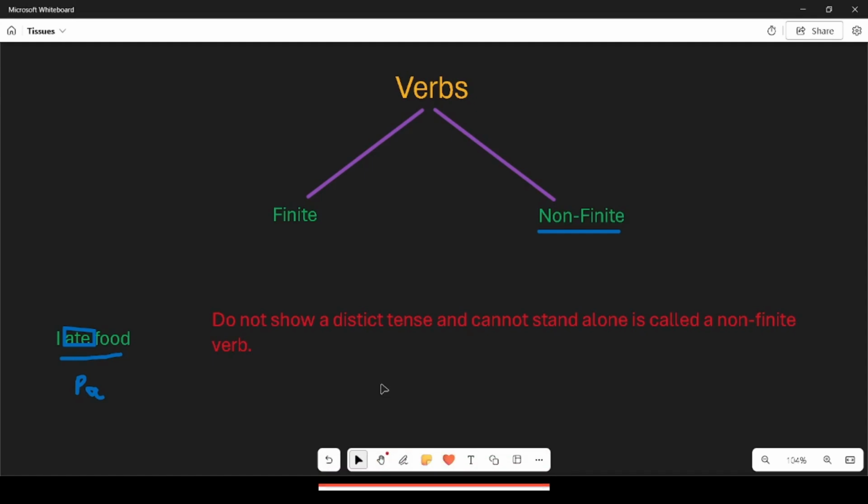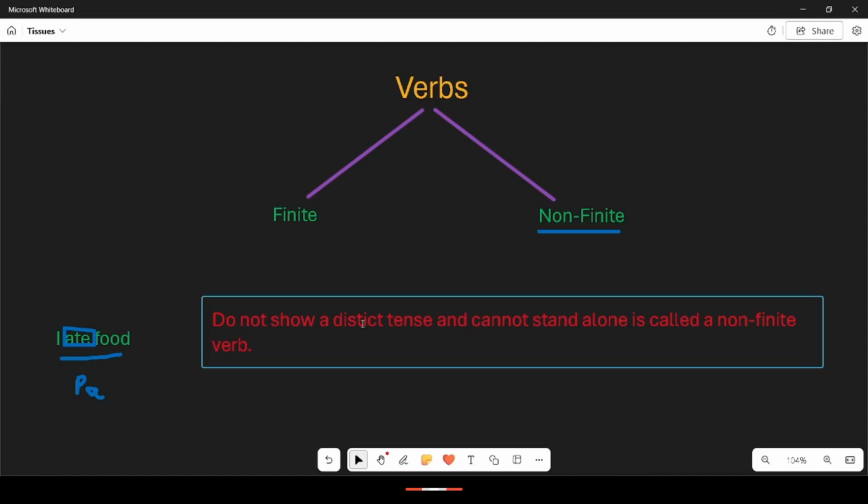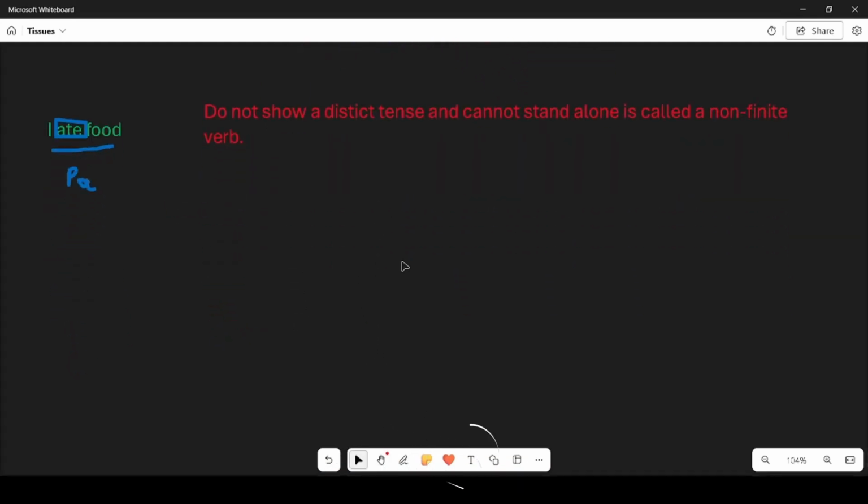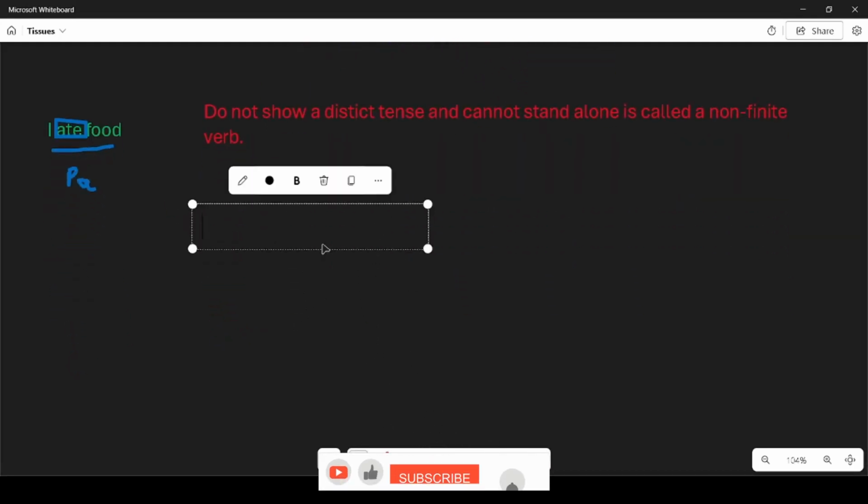So we can see non-finite verbs do not change their form according to the subject or the tense. For example, to eat and eating in the following sentences. Let's get a guy named Post. Post loves to eat biscuits. Post loved to eat biscuits as a puppy. Let's change the subject Post into, let's say, I.